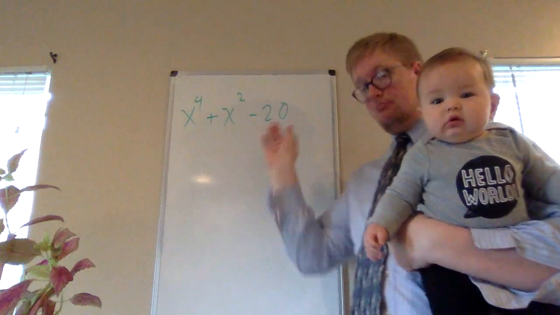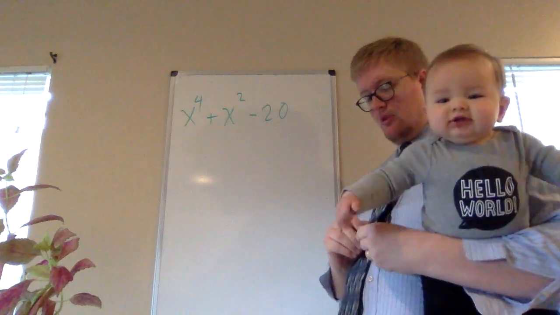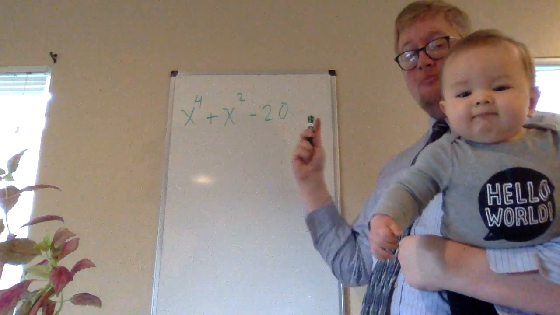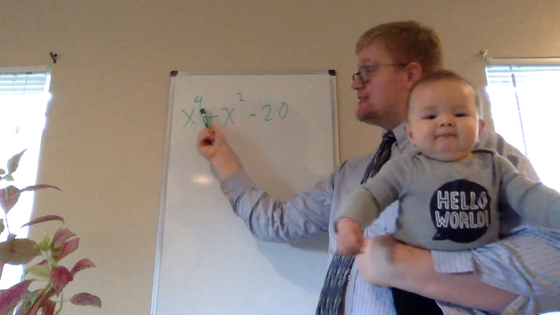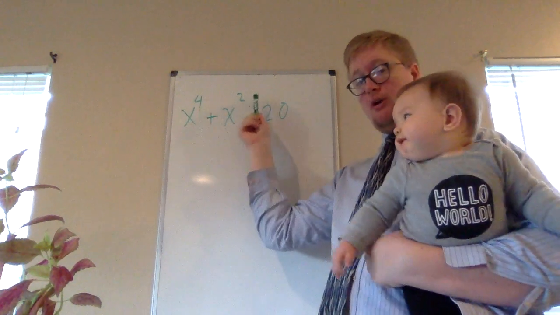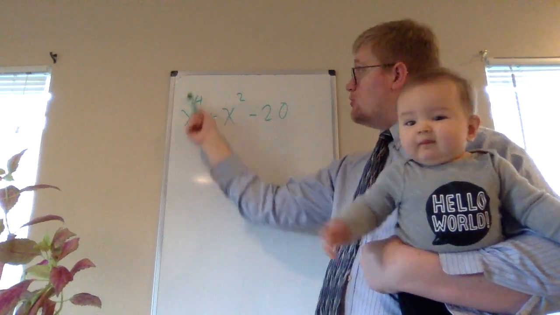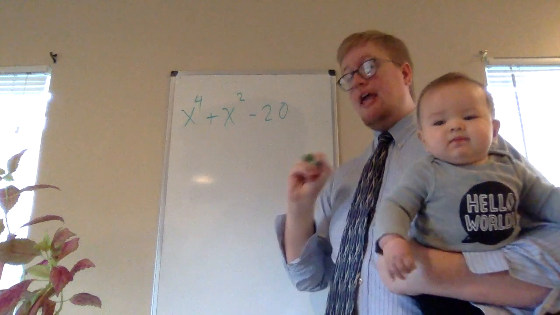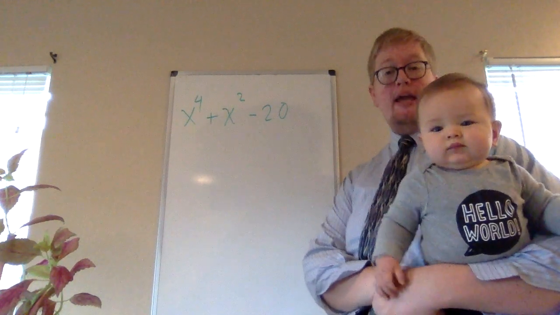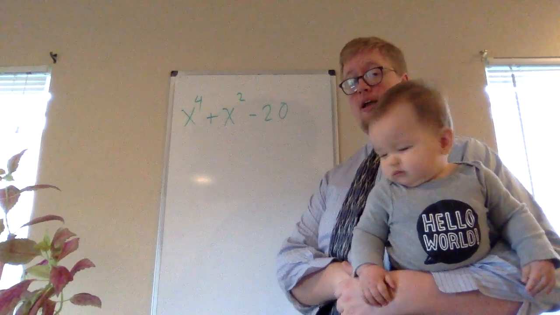Now this is a different problem than what I gave you, obviously. But here's the thing. Anytime you have a problem in this form, and this power is twice as much as this power, 4 is twice as much as 2, if I had a 10 here and a 5 here, if I had a 20 here and a 10 here, anytime this power is twice as much as this power, you can use the AC method. No problem. It works the exact same way.